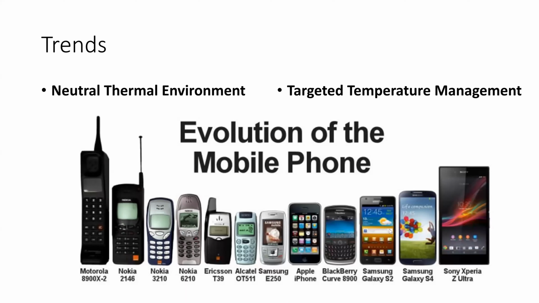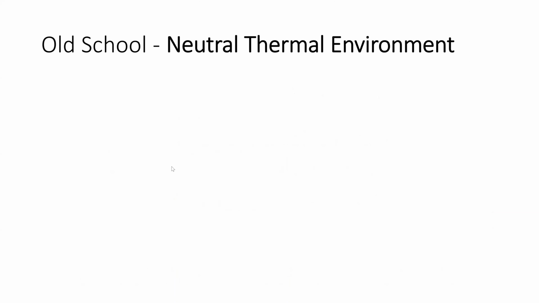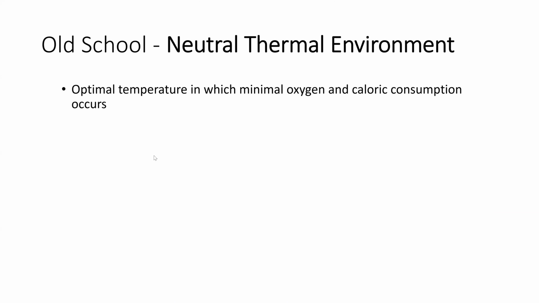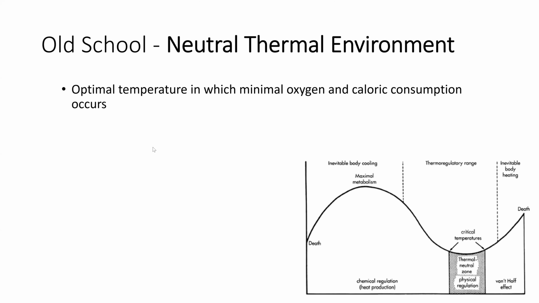So really, when we talk about the old school way of talking about thermal regulation, it's really talking about neutral thermal environments, but we're going to talk more about targeted temperature management, which is the new 2020 way to talk about it. So let's go back to the old school. When we thought about neutral thermal environments, we were really talking about that optimal temperature of the environment around the baby, which then allowed the baby to have minimal oxygen and caloric consumption. So we all remember, and probably you still see, this little curve that shows the thermal neutral zone. And when we get on either side of that, we have massive metabolic demands, and on both extremes, we can have death.